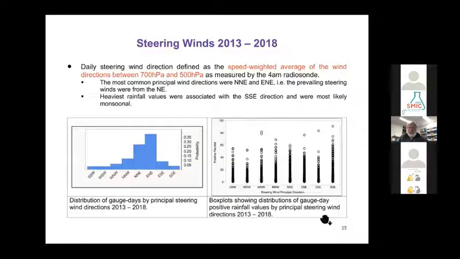As far as steering winds are concerned, although the main steering winds are from the northeast, this shows you the wind directions, mainly from north-northeast and east-northeast. Actually, the most rain tended to fall from the south, and that was basically due, we think, well, was associated with monsoonal type fronts coming through.